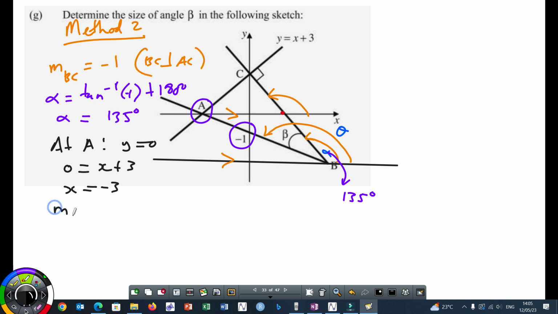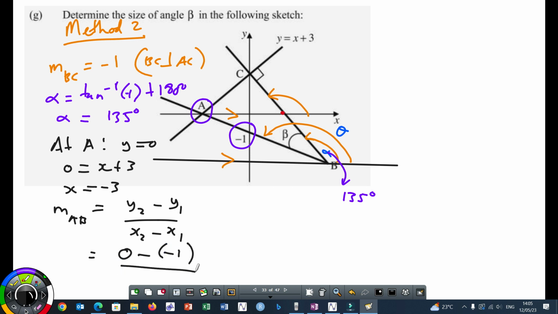So the gradient of AB is going to be y2 minus y1 over x2 minus x1. My y2, it's my choice, is the y value at A, which is 0, minus the y value at the y-intercept, which is minus 1, all over my x2, which is minus 3, minus my x1, the value of x here, which is 0. If I simplify this, I'll get 1 over minus 3, so minus a third.